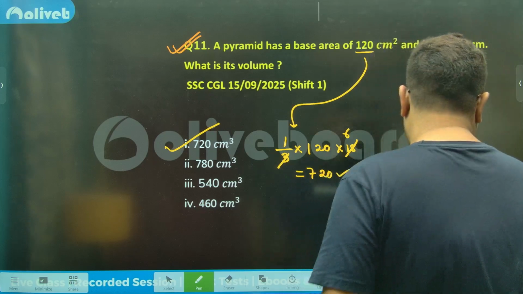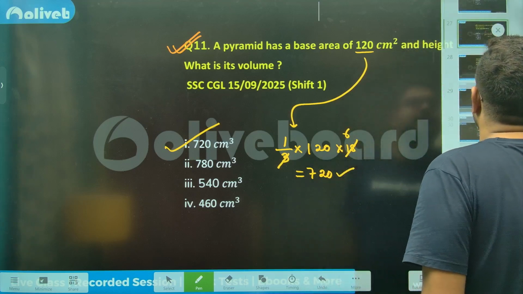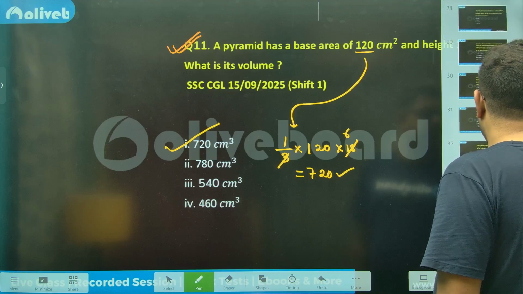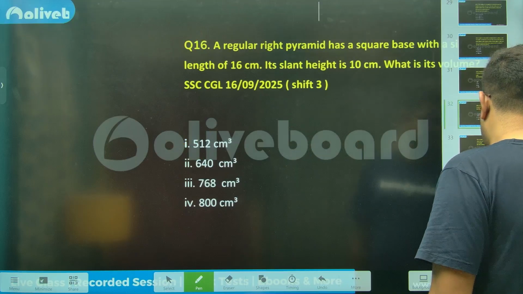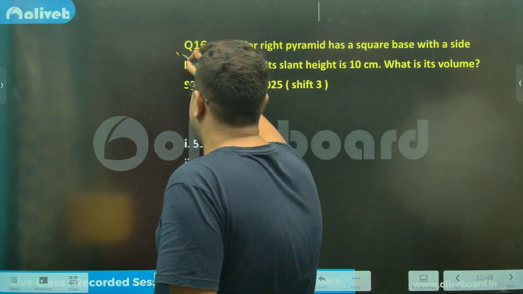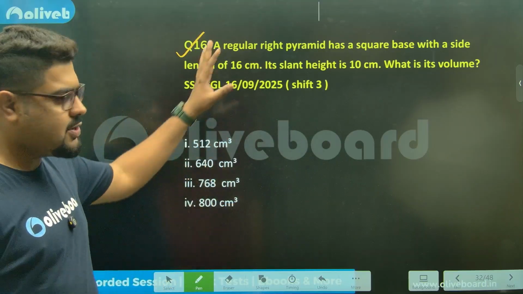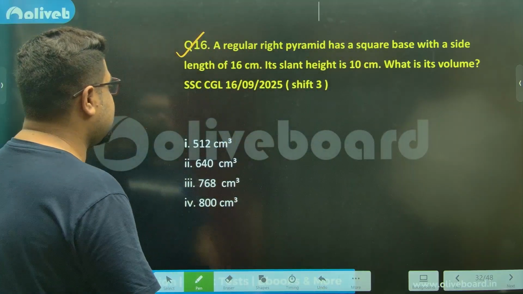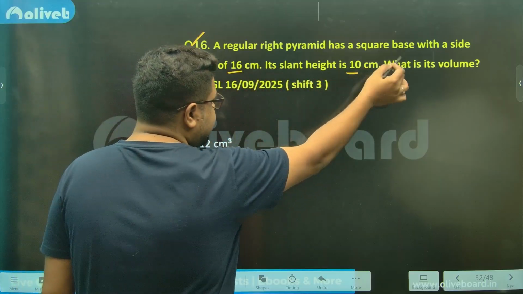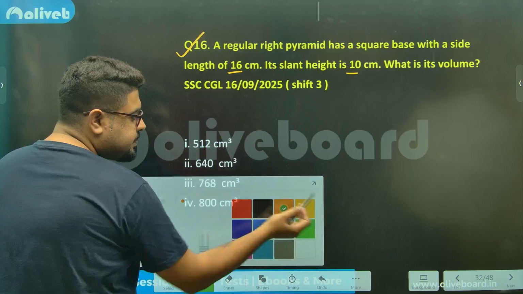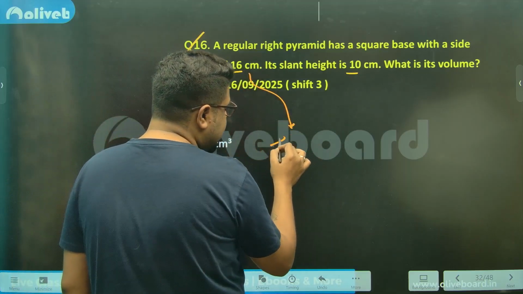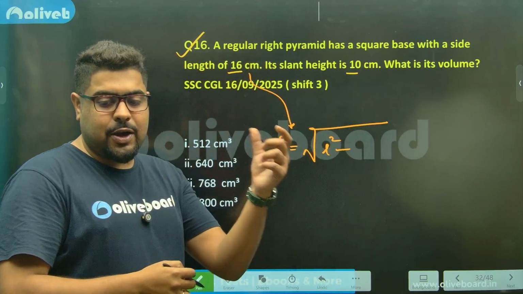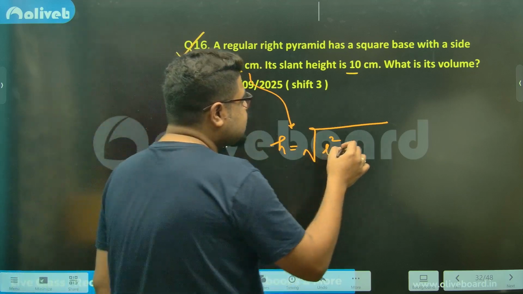Let us do a couple of pyramid questions. Just give me 1 second. Circular cone, hemisphere, sphere, pyramid with square base. I'm just changing the order a little bit because we have just learned pyramid. Regular right pyramid has a square base with a side length of 16. Slant height is given, meaning I don't know height. Visualize, height will be slant height square minus the other part, which was half of the side, so a square by 4.